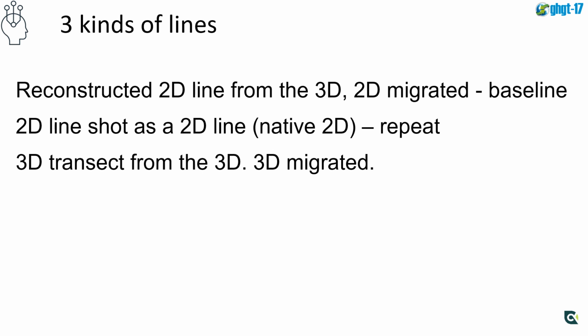Which leads us to the fact, and hopefully this isn't too confusing, but it is kind of interesting, that we really have 3 kinds of lines that we might think about. One is a reconstructed 2D line from the 3D. In wave field reconstruction, we make these 2D lines, we then 2D migrate them. They come out of the baseline. That's one kind of line. Another kind are all these little repeat 2D lines in whatever form they turn out to be, star patterns or something else. They're shot as 2D lines. We call them native 2D. And then the third kind is a 3D transect from the 3D. That's 3D migrated. And we mustn't mix up what is what. So there's reconstructed 2D lines from the 3D, there's native 2D lines that are repeats, and there's 3D transects.